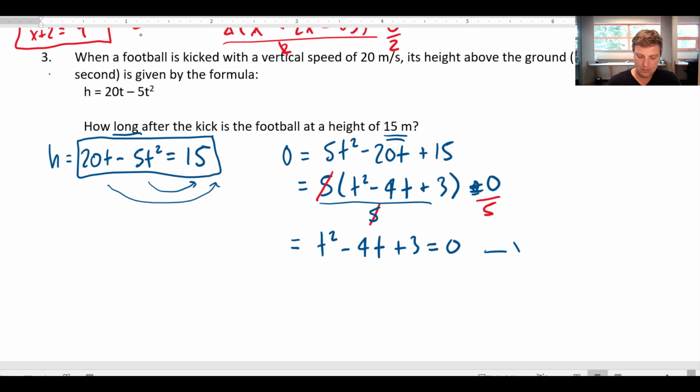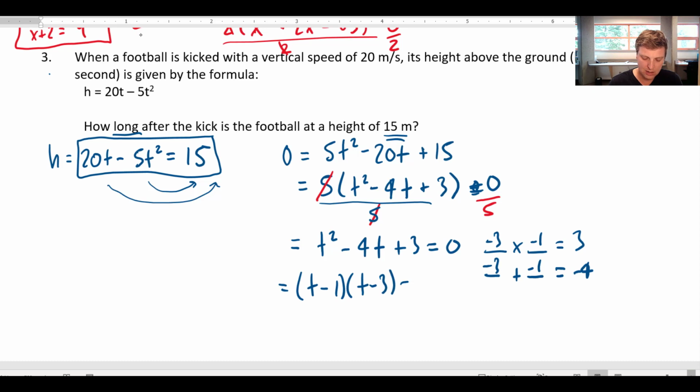So looking for two numbers that are going to multiply to be 3, but add up to be -4. So that's -3, -1. And so I've got t minus 1, and I've got t minus 3 equals 0. And so I can see from this that my possible answers are t is going to equal 1 and 3. And that's in seconds. So again, I've got two answers. Which one's right, I guess, is the question.